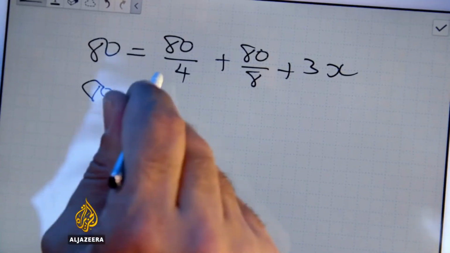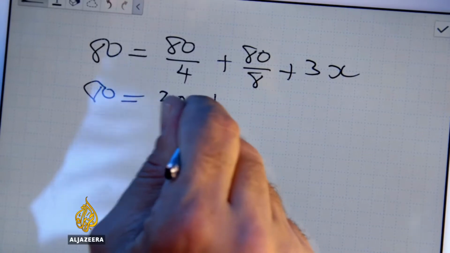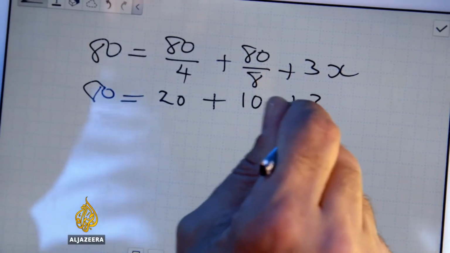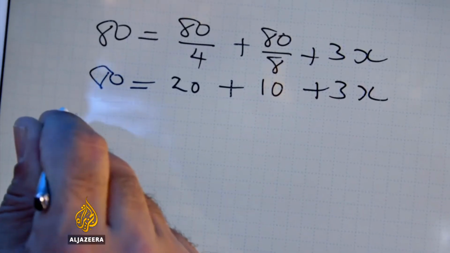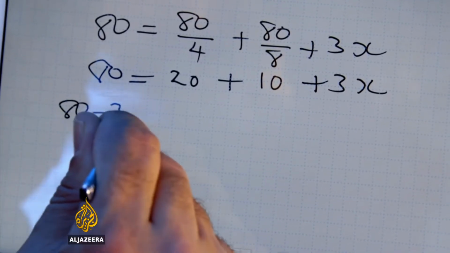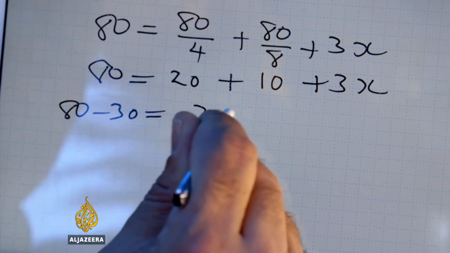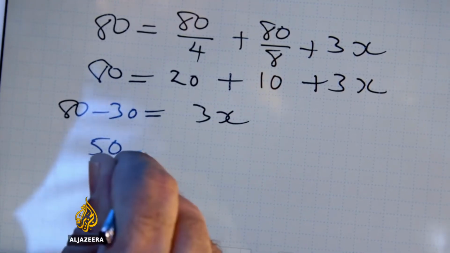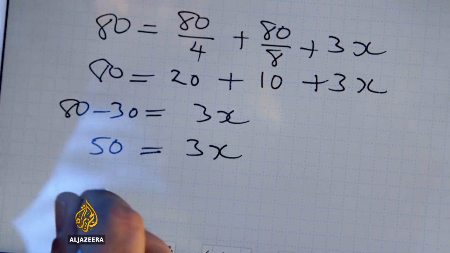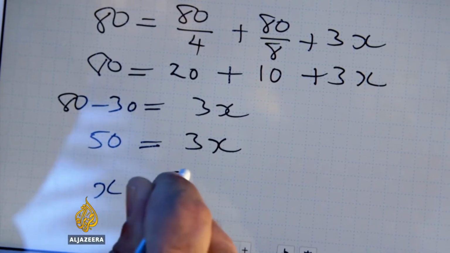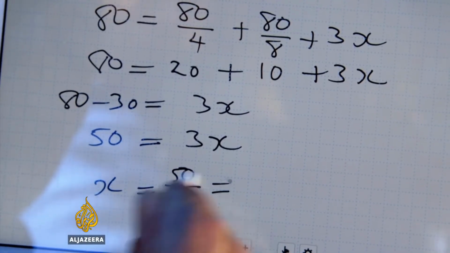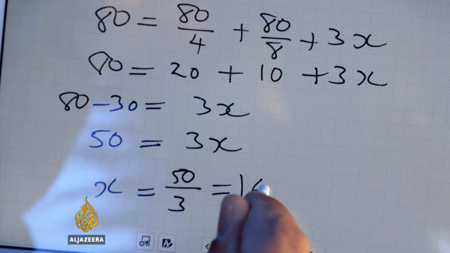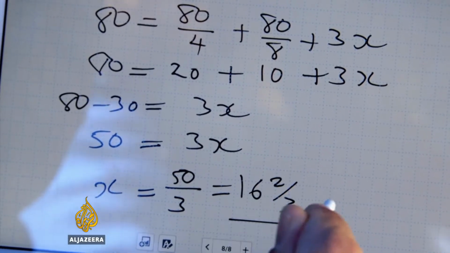So if I simplify this, I have 80 equals 20 plus 10 plus 3x. So 80 is 30 plus 3x. I take the 30 to the other side. 80 minus 30 equals 3x. 50 equals 3x. And so x is 50 over 3, which, if I'm correct, is 16 2/3 dirhams.